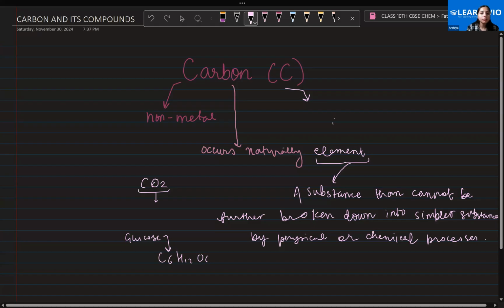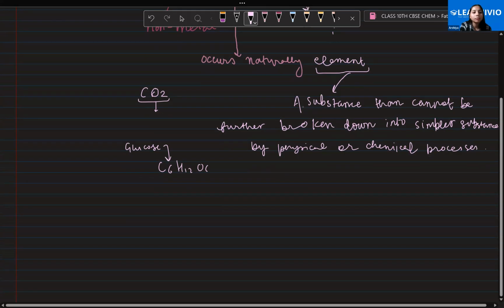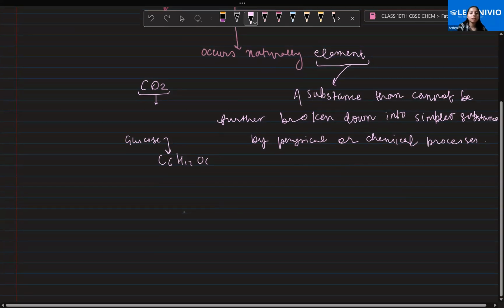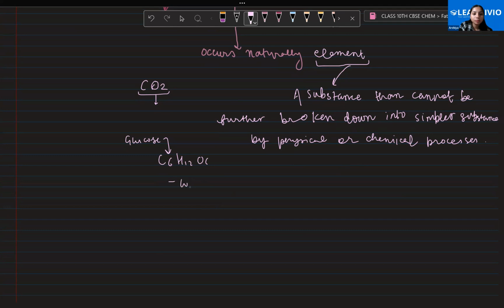Have you written this down? Let me add this point also. Did I write this formula? Glucose and carbon dioxide. Yes, you can write. Done, ma'am. The point that I just explained about the availability, I'm writing that down, so you can write that down also.